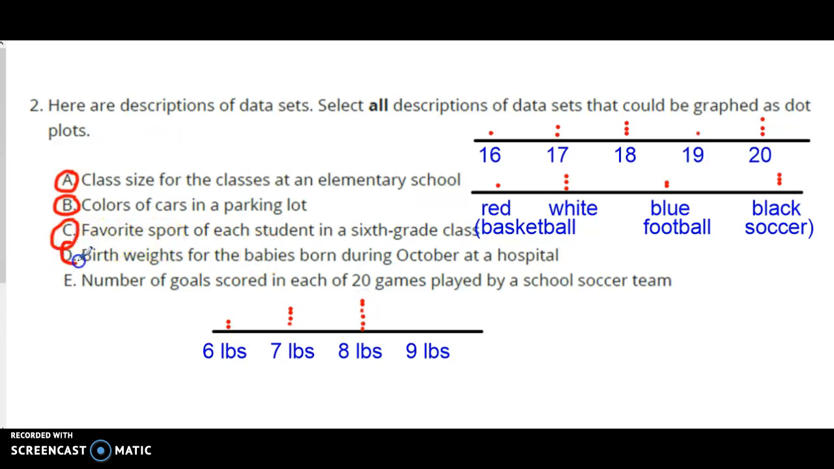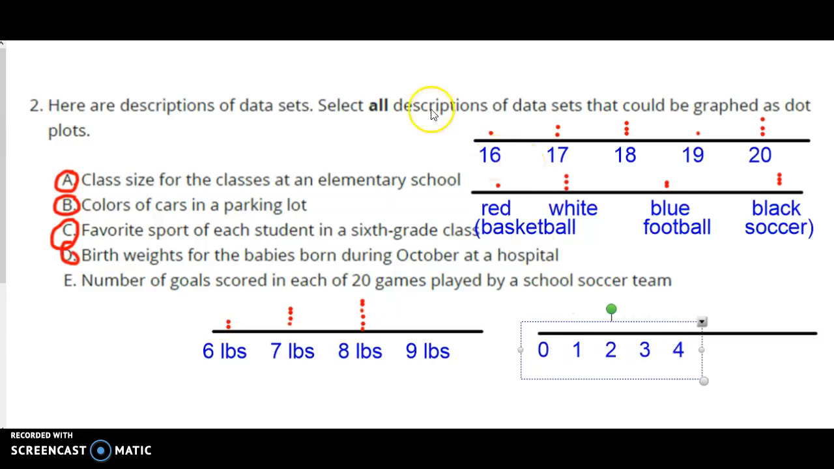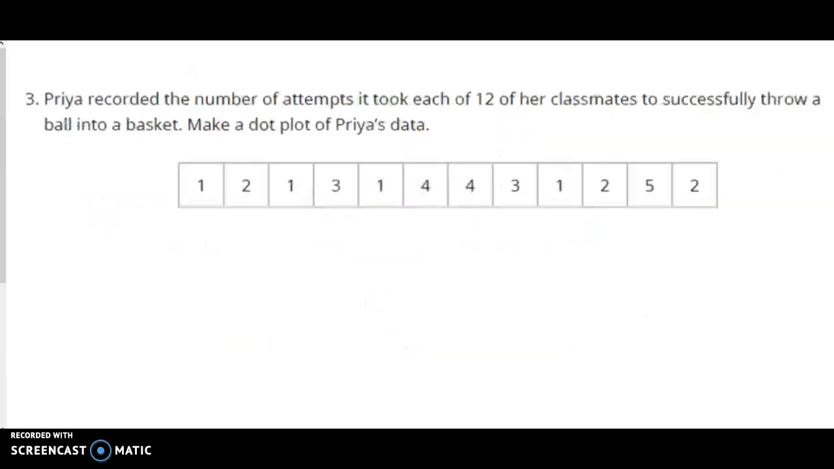Yes, I could. E, number of goals scored in each of the 20 games played by the school soccer team. We'll draw that one over here. So I could start with 0 goals, 1 goal, 2 goals, 3, 4, and so on. And then I could use dots to represent the number of games where they scored that many goals. So actually, every single one of these could be plotted using a dot plot like so.